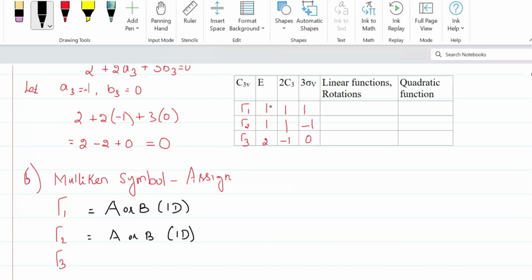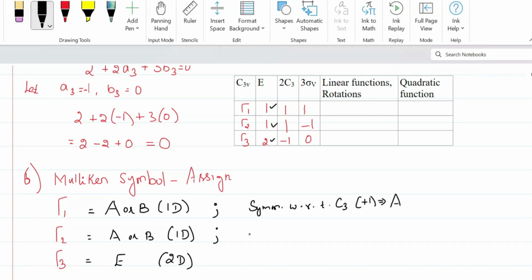Means we have to consider under E, what is the dimension, what is the character? And for the third irreducible representation, 2 is the dimension, that is 2 dimension. If it is 2 dimension, we need to assign E. So this is done. Now A or B, then we are going to see with respect to the principal axis of symmetry, that is the C3. Since it is plus 1, then we are going to assign A.